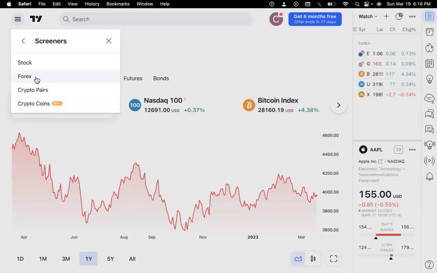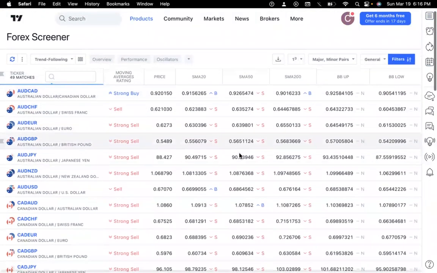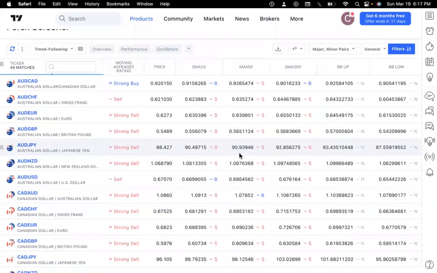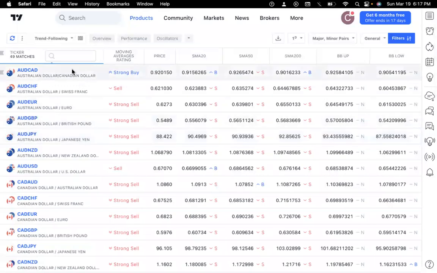So it's pretty cool. For now, I'm going to click on the Forex screener. This is pretty much what it looks like. It literally gives you so much information. It tells you where the cross was for the EMAs. It tells you what the high was, what the low was, and it tells you what the overall trend is for that particular currency pair.